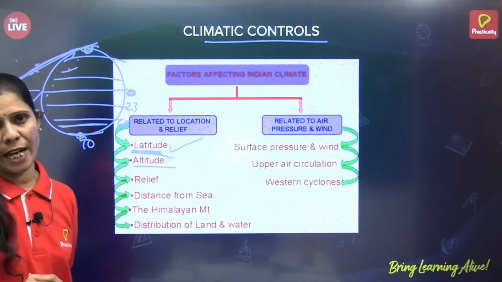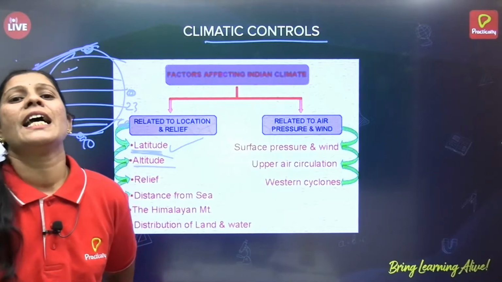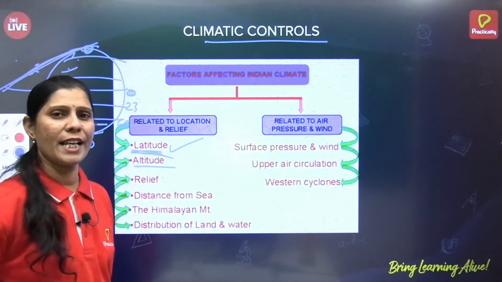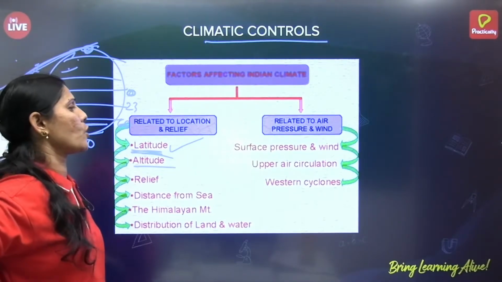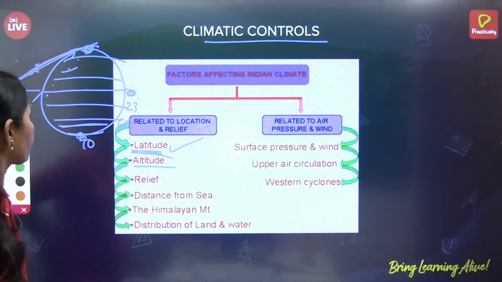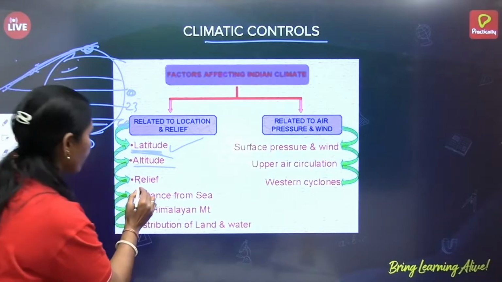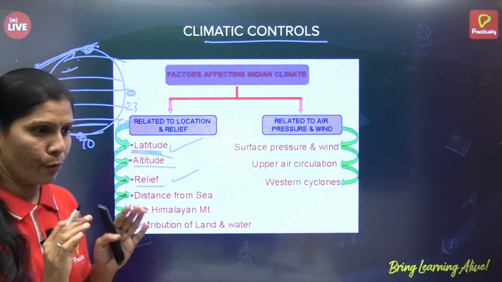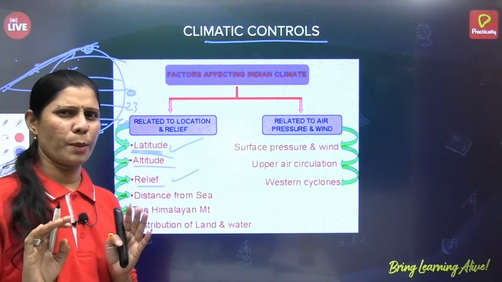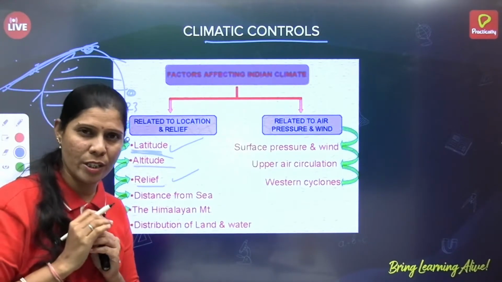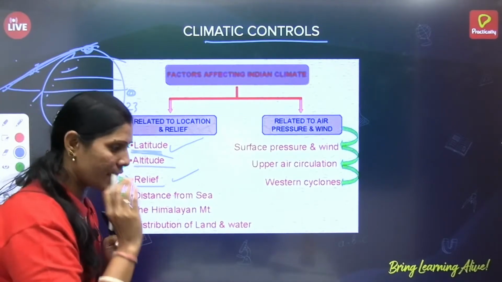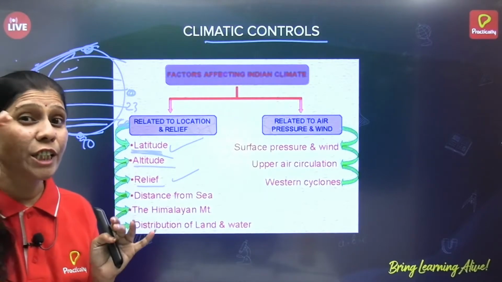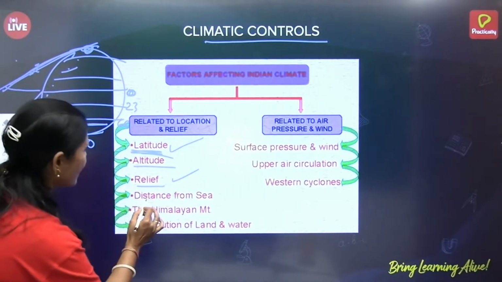The second one is altitude. I just told you about altitude, that means elevation. As we move to a higher altitude, the temperature will decrease. And relief, the type of landforms, also influences the climate. Depending on the type of landform, whether we are in a mountainous region, a plateau or a desert, the temperature will differ. Why? Because of geographical factors. The next one is distance from the sea.